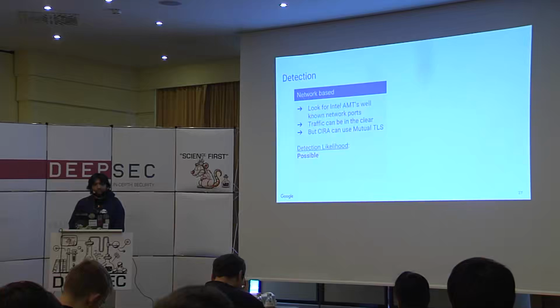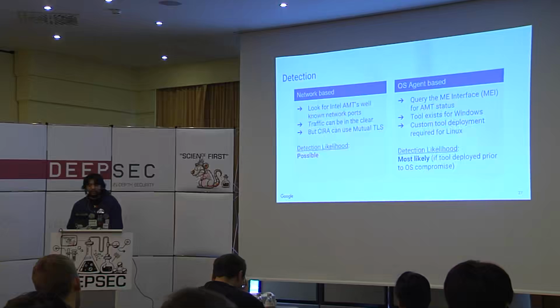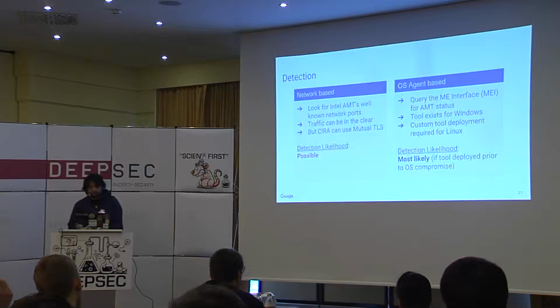If that's not good enough, if you're worried about CIRA connections, then the only other option you have is an OS agent. So you have an OS agent running as root, which talks to the ME interface to query the state of the AMT. If an attacker already controls the OS when the agent is running, then the MEI status registers can be faked with a bit of effort. So the tool needs to be deployed prior to OS compromise. So it can just be included in your normal build, for example.